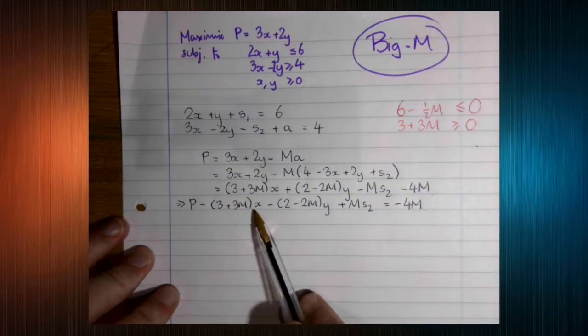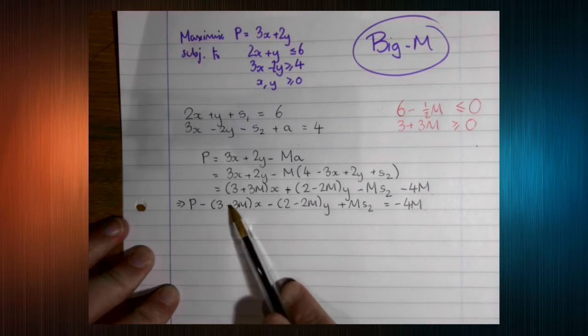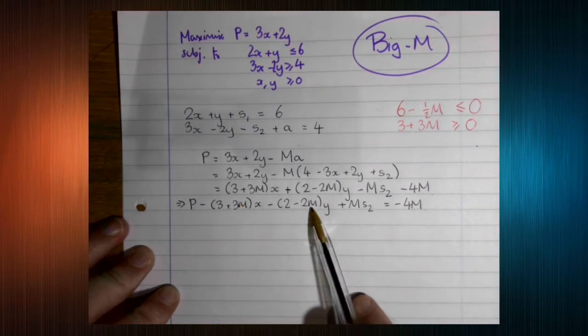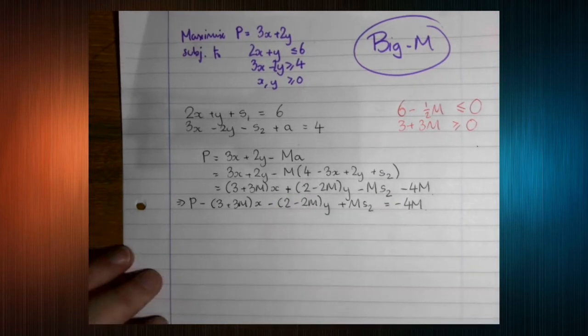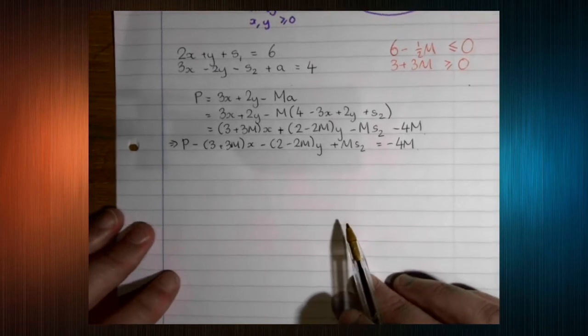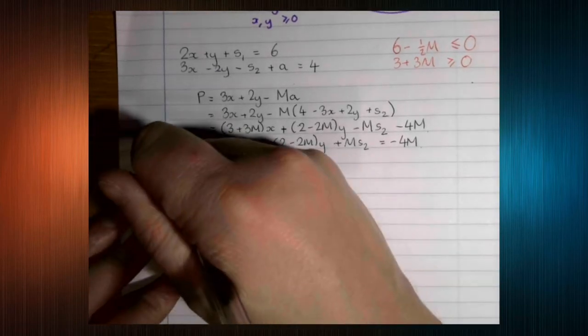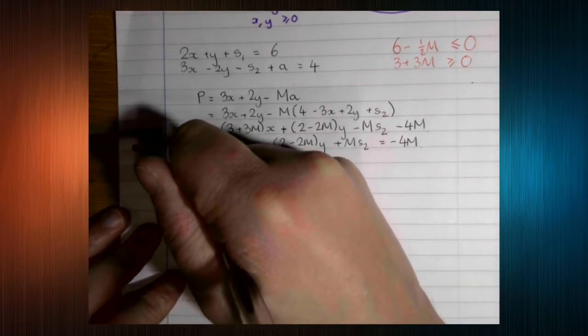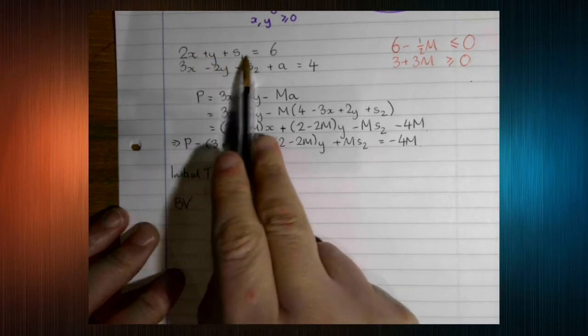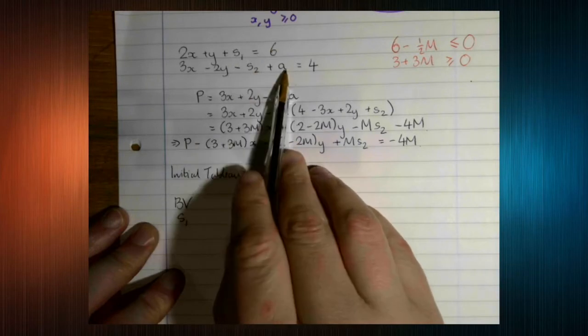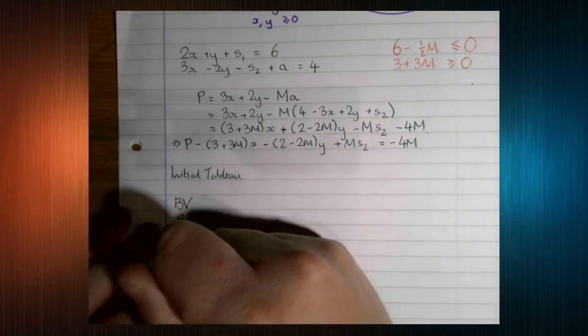Now, very important to note and pay attention to where the positive and negative numbers are. This bracket is positive, so this is a minus number. This bracket is negative, so this is a negative number. We're now ready to start our simplex. So we start our initial tableau with our basic variable column. Our basic variable here is s1, here is a, and in our objective, as usual, it's P.